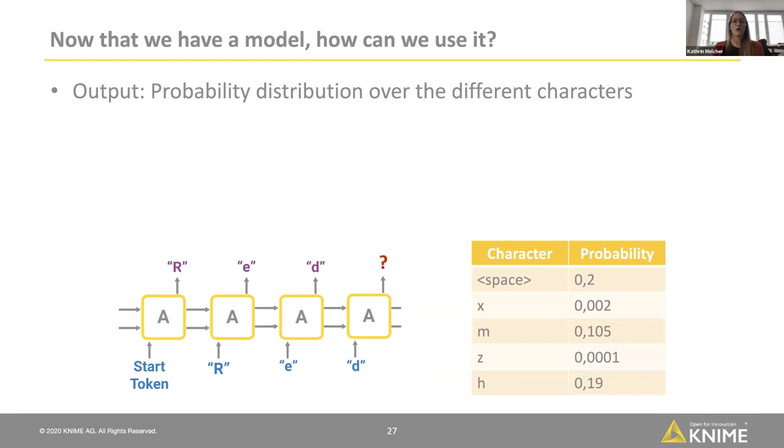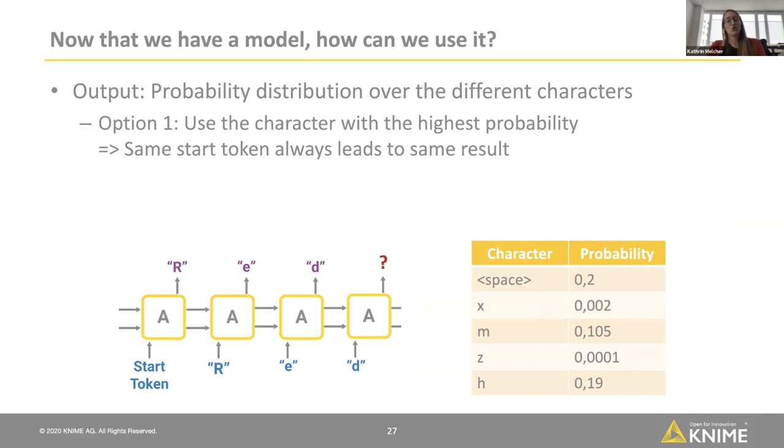The output, when we apply our trained neural network, is then always the probability distribution over the different characters. This means here is output, we get for each character the probability based on the sequence we saw until now, or we generated until now. And then we have two options how we can use this probability distribution.